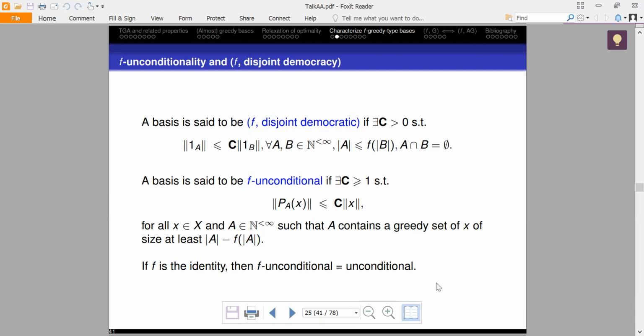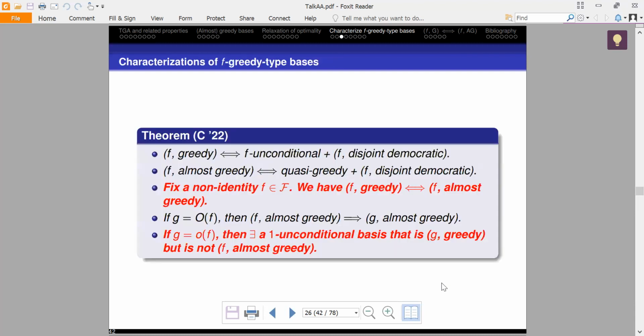Using these modifications, we have the following results. Let me describe each of the results. The first two results give us characterizations of F greedy and F almost greedy bases. F greedy is equivalent to F unconditional plus F disjoint democratic. F almost greedy is equivalent to quasi greedy plus F disjoint democratic.